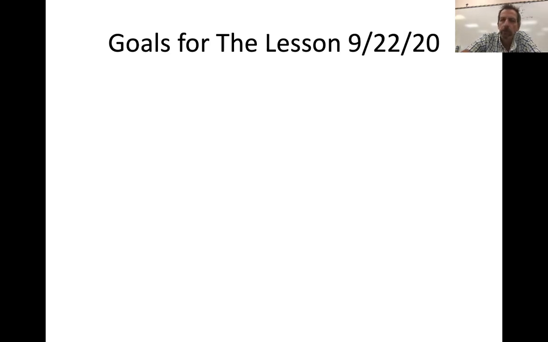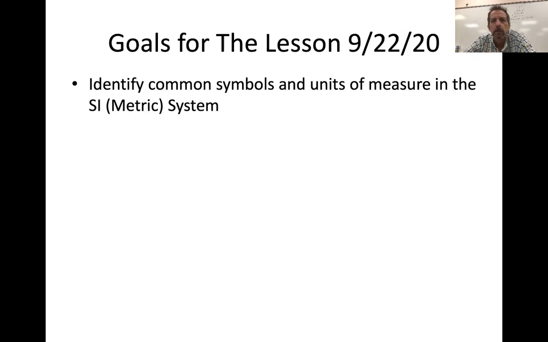Anyway, for today, we have three very specific goals in mind. This is probably going to be a review for most of you, but I'd like you to come away being able to deal with metric units in a more efficient, quicker way. So the first goal for the day would be to identify the common symbols and units of measure. We're going to work with the ones that are common to the scientific world. I understand there will be others that exist. We're going to stick to the ones that the scientific world sees and uses. Even some of the ones that I post aren't really all that commonly used.